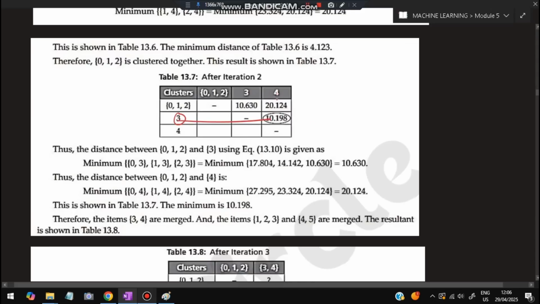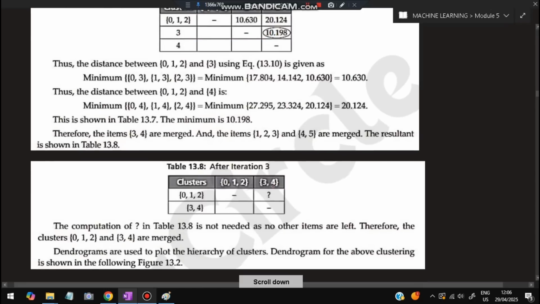See, 3 and 4 was the minimum one, so 3 and 4 is one group. So now 3 and 4 is here, and none of the others are individually left, and the distances between this and this are left, but we'll not calculate them. Why? Because the computation in the table is not needed, as no other items are left. So these are the two final clusters which will be formed.